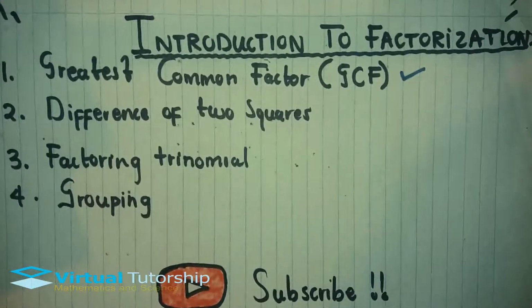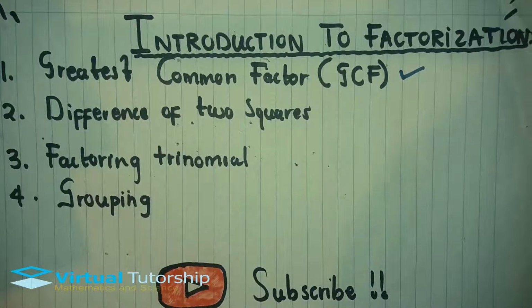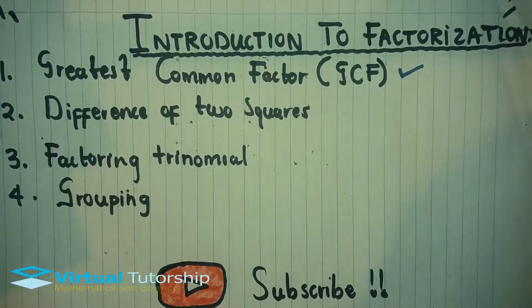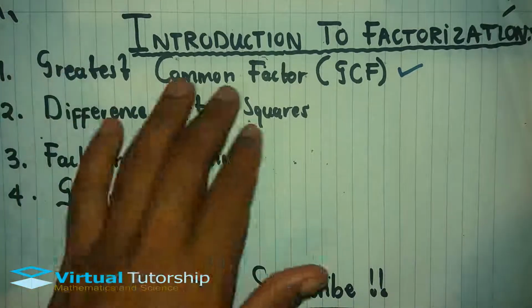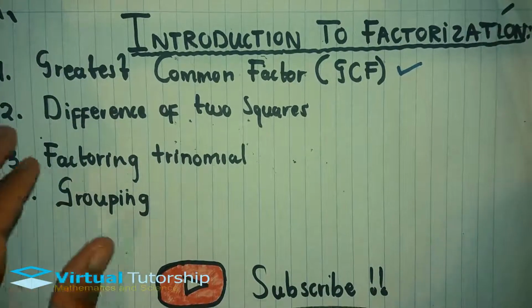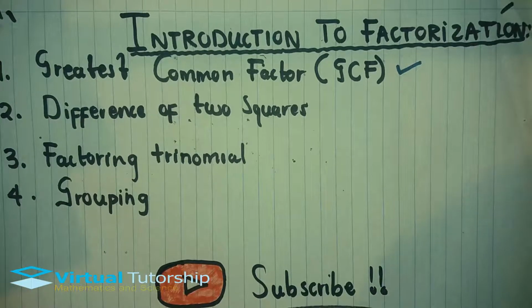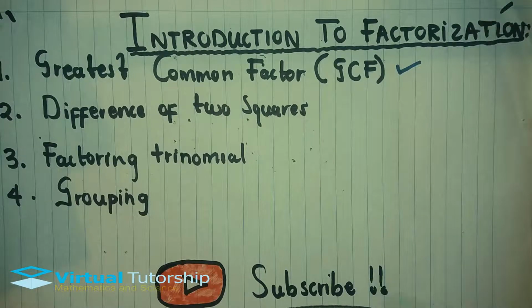Okay, in this video sizokhuluma nge-factorization. There's actually 4 ways of doing a factorization. The first one is taking out the greatest common factor. The second one is difference of 2 squares. The third one is factoring our trinomials, and the fourth one is grouping.